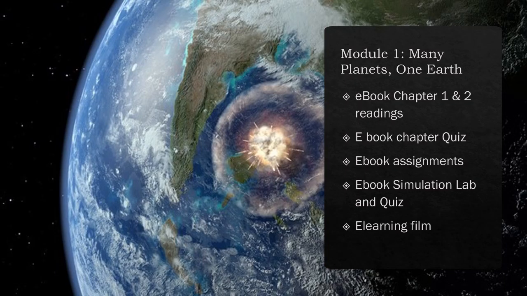The first module is on Many Planets, One Earth, about the uniqueness of our planet. There are a couple of chapters in the ebook that you're going to read and do a chapter quiz on. There are assignments in the ebook. You're also doing a little simulation lab, and there's a little quiz on that. And then in e-learning, you'll also find that there is a film.